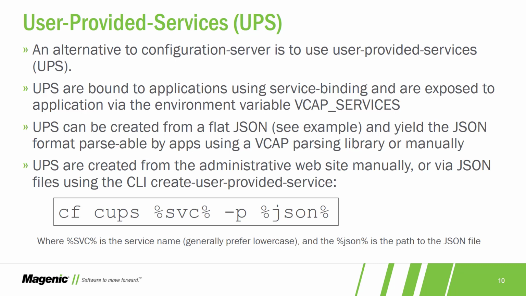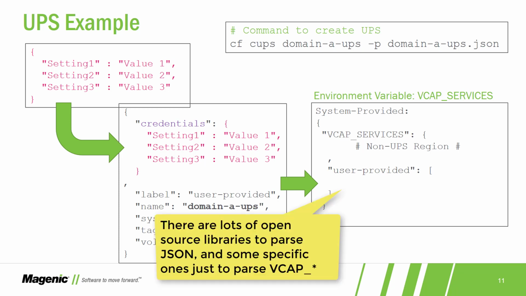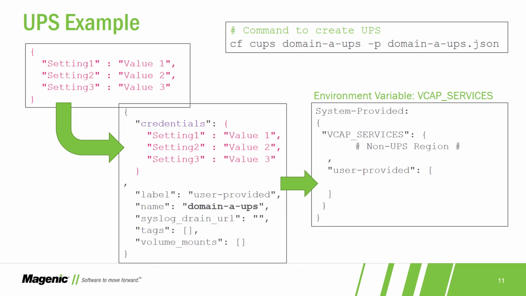And user-provided services are essentially collections of name value pairs that are injected into the VCAP services environment variable and therefore are available to applications, and that's done through classic PCF binding. In the upper left-hand corner, we have our little settings file that we turn into a user-provided service. You'll notice that the fuchsia bits stay exactly the same and they get nested under a credentials area. And then you have the name for your UPS. And then those things show up in the VCAP services variable.